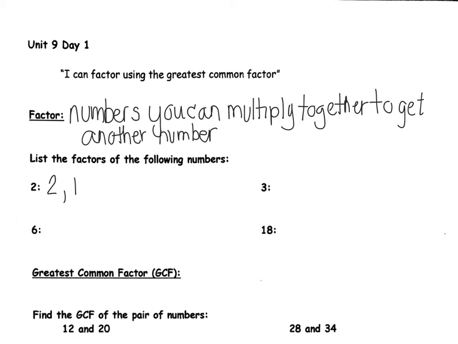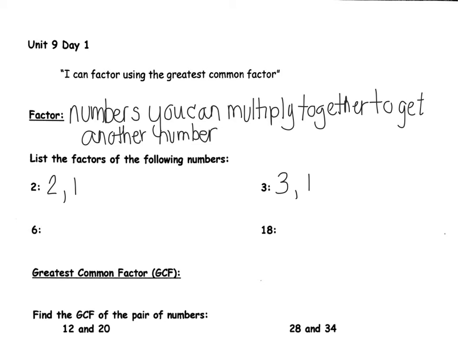Now let's move on to 3. What are the factors of 3? What numbers do I multiply together to get 3? Well, 3 times 1 gives me 3, so my factors are 3 and 1. There aren't any other factors, so I will leave it at that.